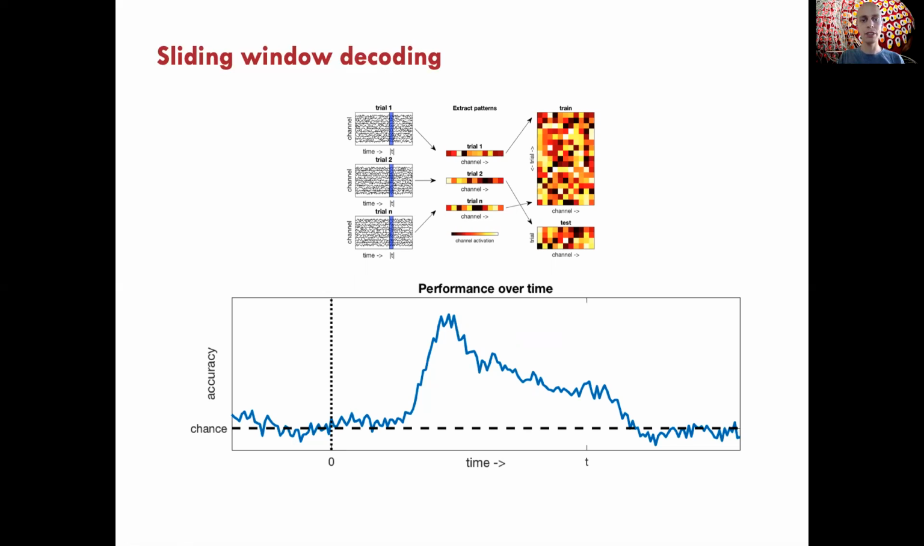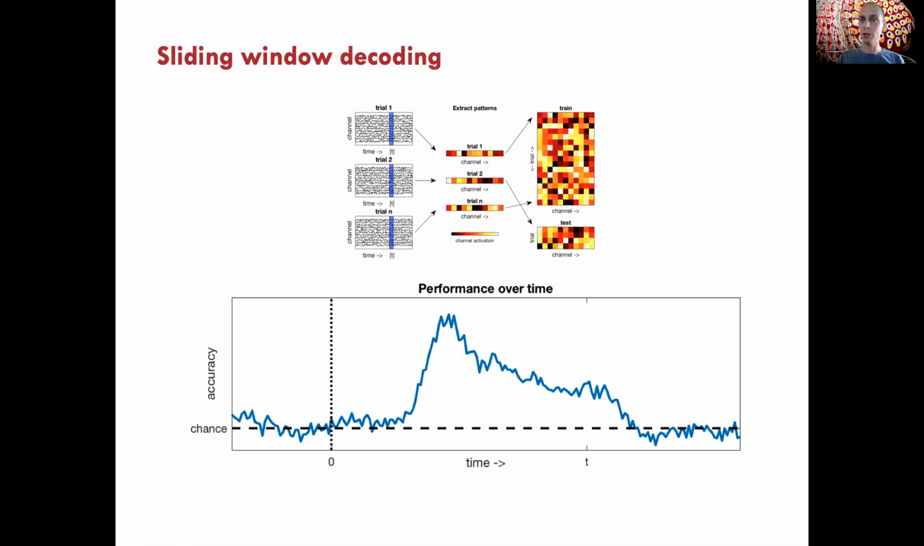Even sometime after the image came on, we still expect it to be at chance as the information starts coming in. And then at some point, we hope that our classification accuracy goes up. That's what we illustrate here. So here we have a peak around here, and then we often see a slow drop off back to chance. So this is the classification performance over time.